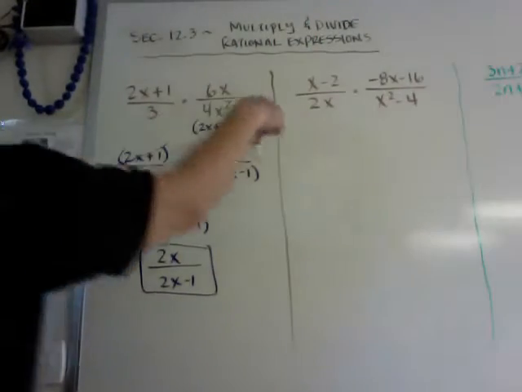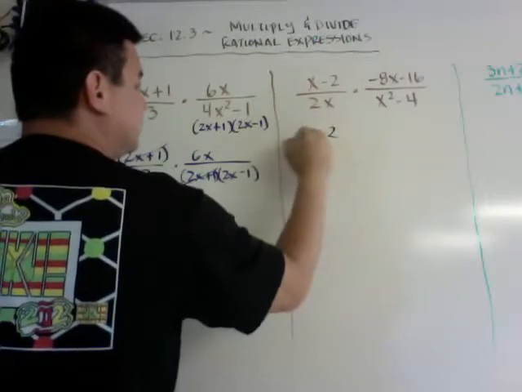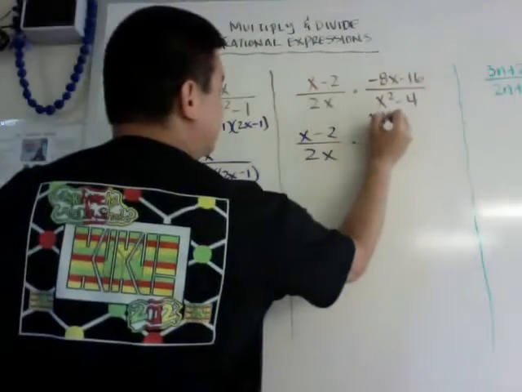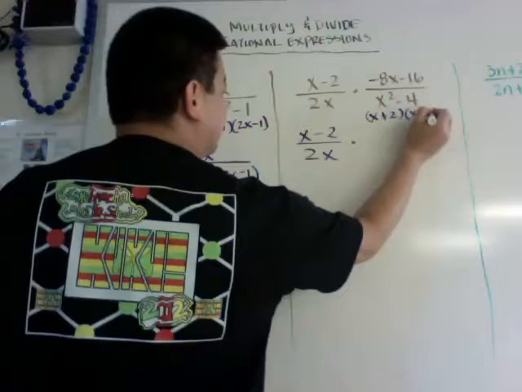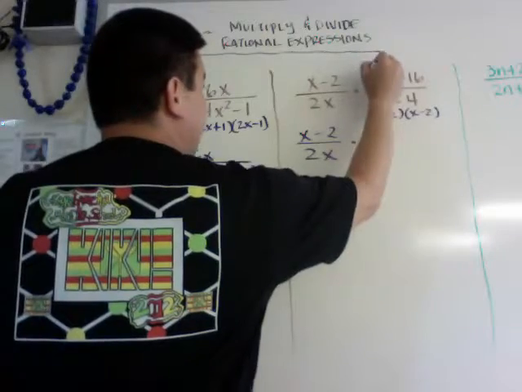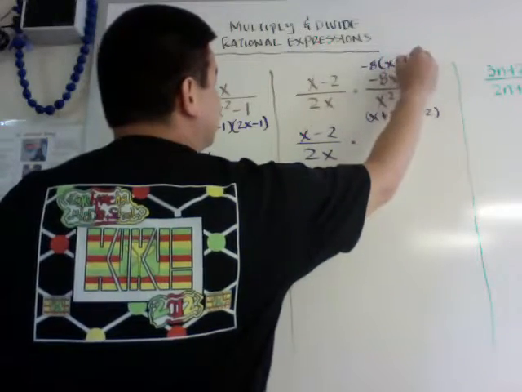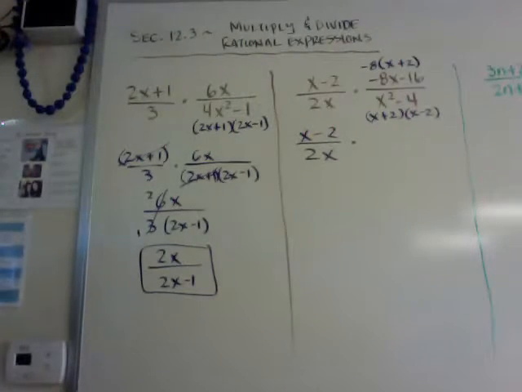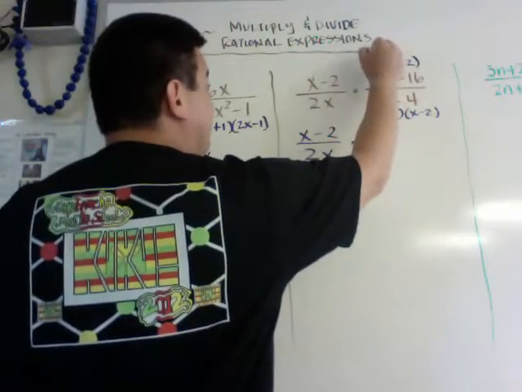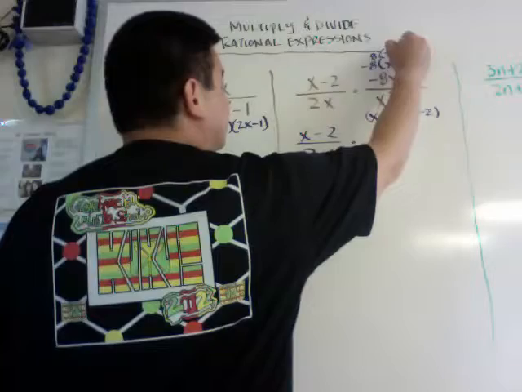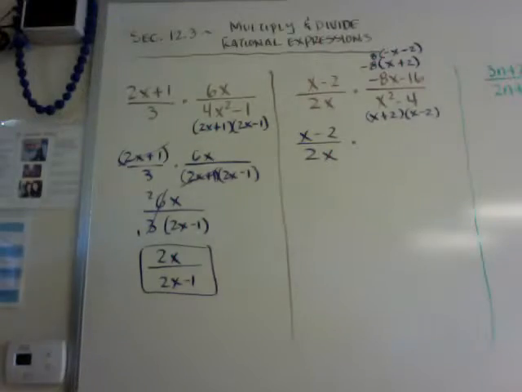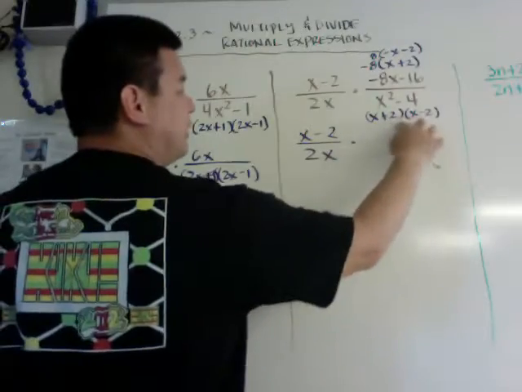On the top example, here's another one that I did. If I leave x minus 2 over 2x here, when I times it, because I can see that this becomes x plus 2, x minus 2. If I pull out a negative 8 from the top, I would get an x plus 2. If I pulled out a regular 8, I would get a negative x minus 2. And then I wouldn't be able to cancel anything down from here with the negative x.